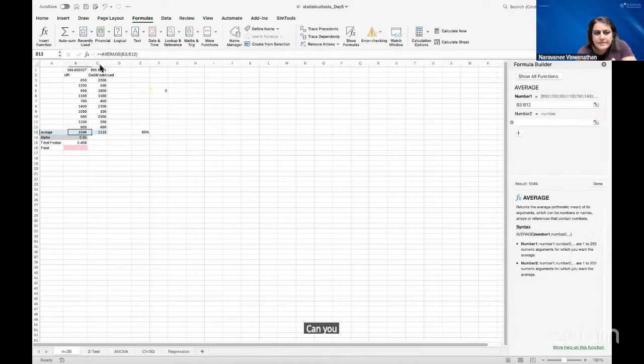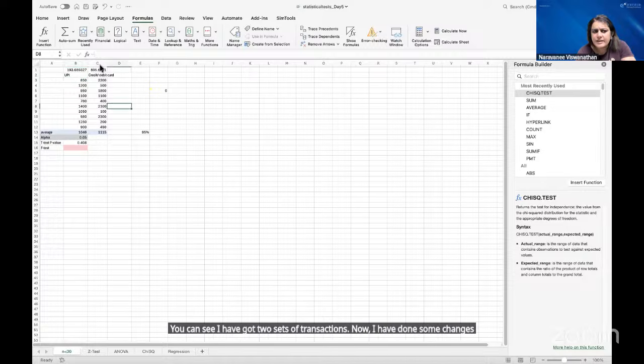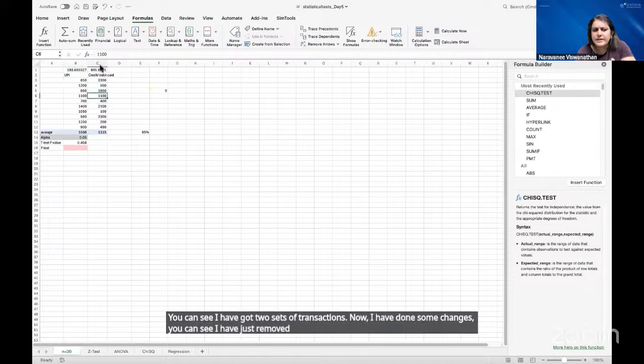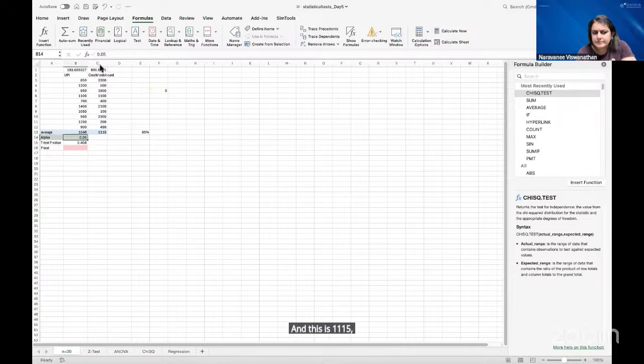So what I'm trying to do is, can you see, guys, now? You can see I have got two sets of transactions now. I have done some changes. You can see I have just removed 500, 400 and all, right? I have averages which are very similar to each other. Can you see this? This is 1046 and this is 1115. Now I basically changed some values.